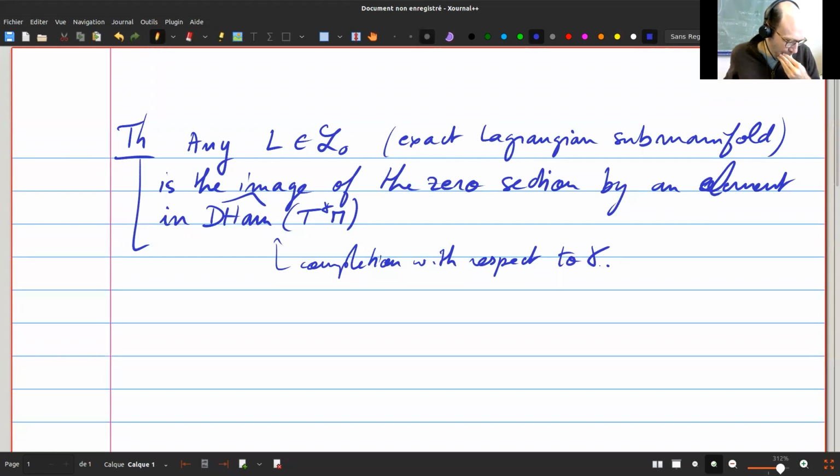I don't know how interesting it is, but somehow it gives you some tool to study exact Lagrangians for which we don't know if they are Hamiltonian isotopic to the zero section. For example, if you know some invariants are well behaved under these completions, then you can use this. And also perhaps it's a motivation to study further these completions. I think I have something like 20 minutes, so I have time to give you some ideas for the proof.